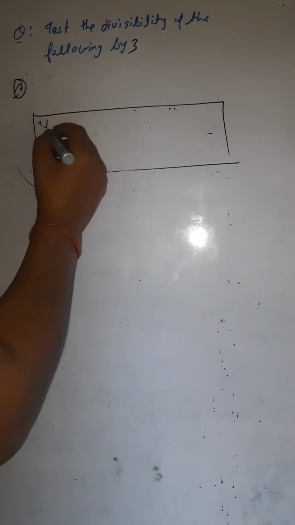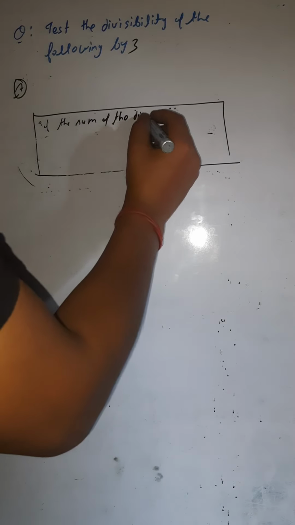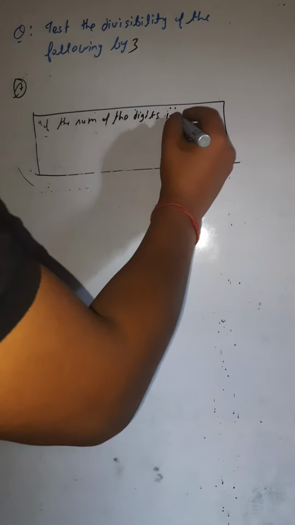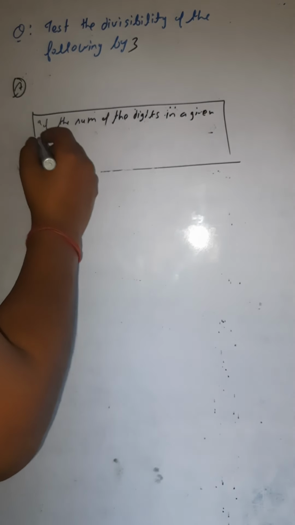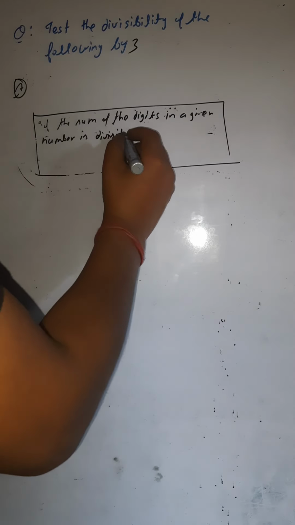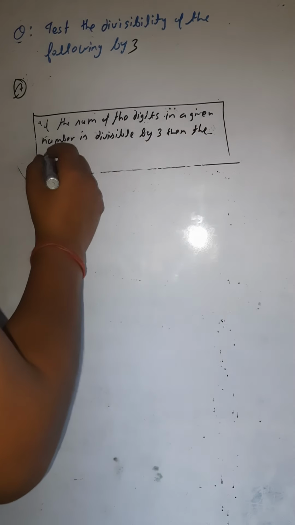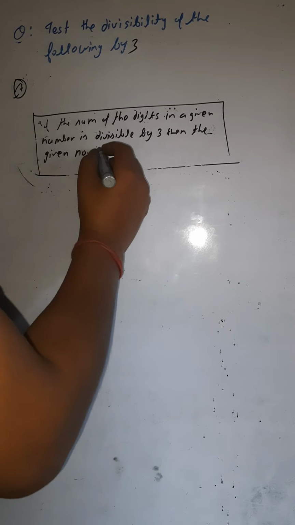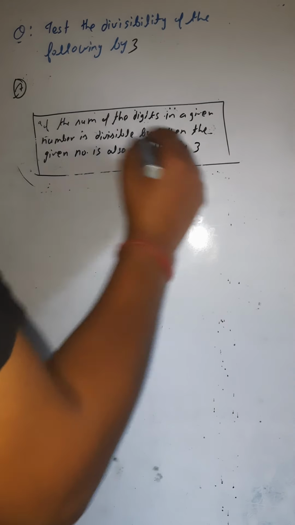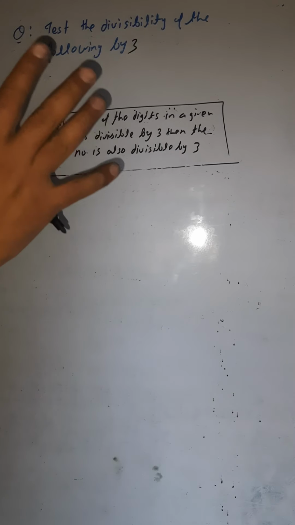So write it here in a box. If the sum of the digits, all digits, in a given number is divisible by 3, then the given number is also divisible by 3. Okay, the sum of the digits of the given number should be divisible by 3. This is the condition here.